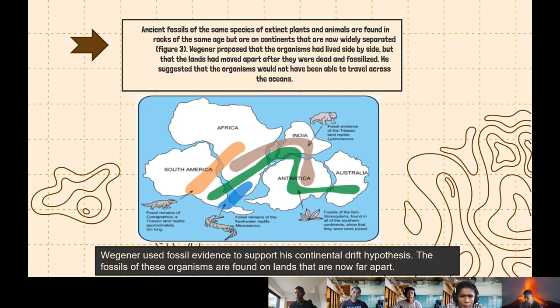The third one is ancient fossil of the same species of extinct plant and animal are found in rocks of the same age but are on continents that are now widely separated, as shown in figure 3. Wegener proposed that the organisms had lived side by side, but that the land had moved apart after they were dead and fossilized. He suggested that the organisms would not have been able to travel across the oceans. Next.